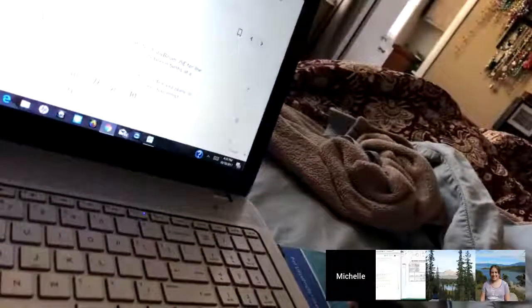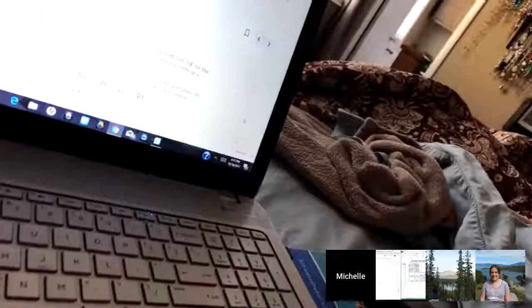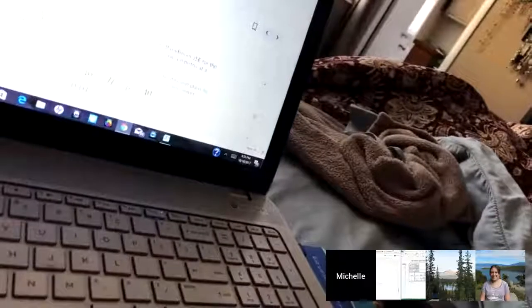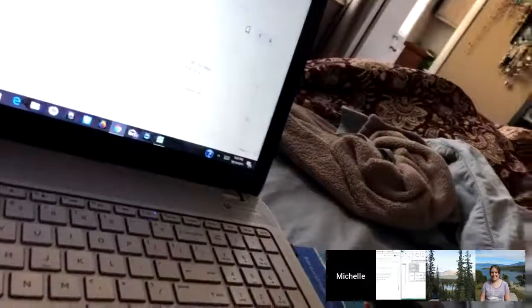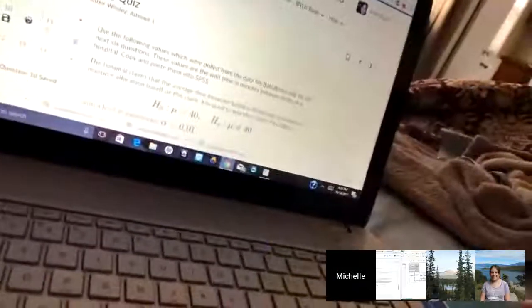Downloading question. We need to do it again on here. Okay, using the following values which were pulled from the data. Baby boom.